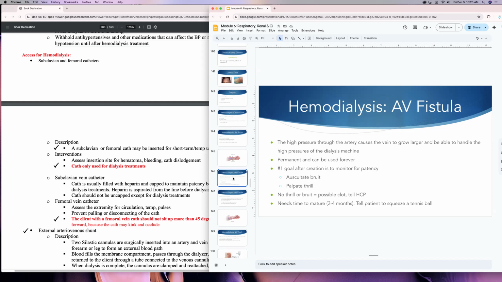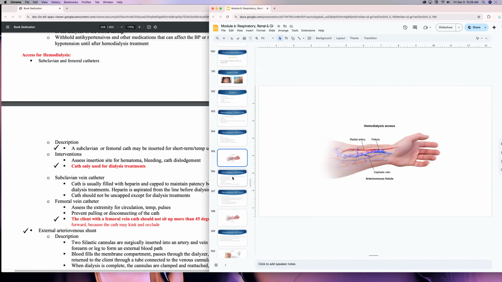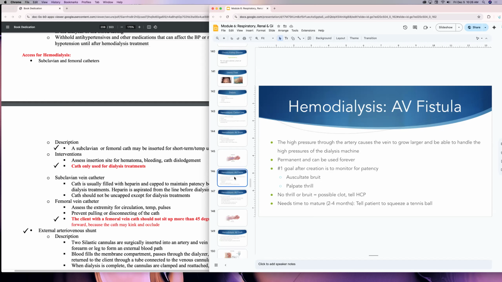So, hemodialysis AV fistula. This is this picture. We talked about it. The high pressure through the artery causes the vein to grow larger and be able to handle the high pressures of the dialysis machine. An AV fistula is permanent and can be used forever. The number one goal after creation of an AV fistula is to monitor for patency.